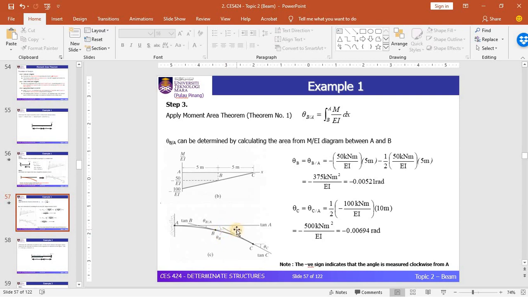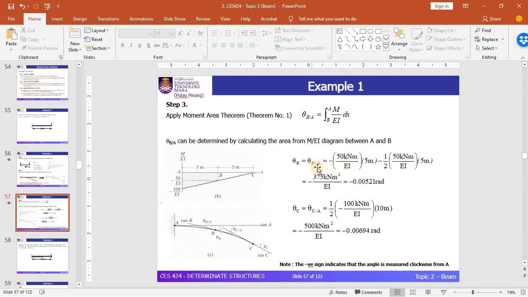Once we have established this equation, you can use the MEI diagram to calculate the angle at B and angle at C. Let's look at the angle at B first. We have defined that angle B is equal to angle BA. This angle BA can be simply obtained from the MEI diagram. How to get that? Let's look at the solution here.